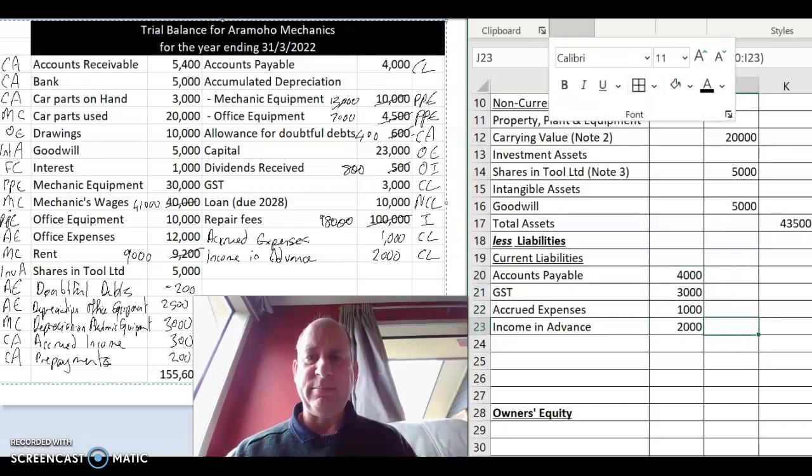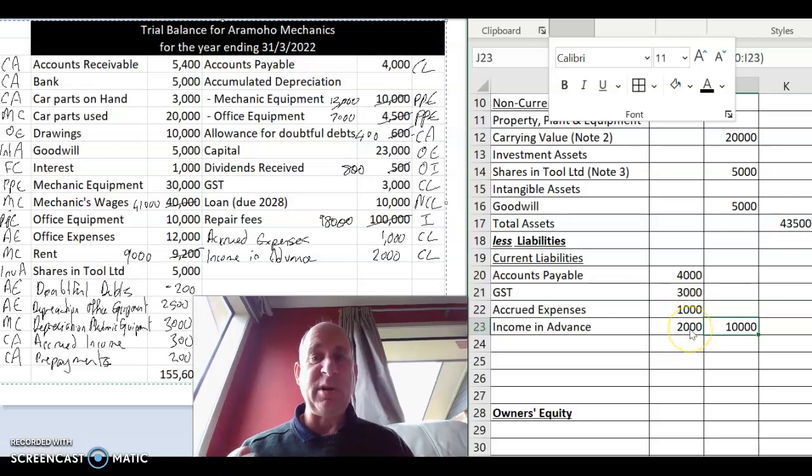And so you'll add up those ones. Accounts payable, GST, accrued expenses, that's the mechanic wages we owe, and income in advance. Somebody's paid us $2,000 and we haven't worked on their car yet.